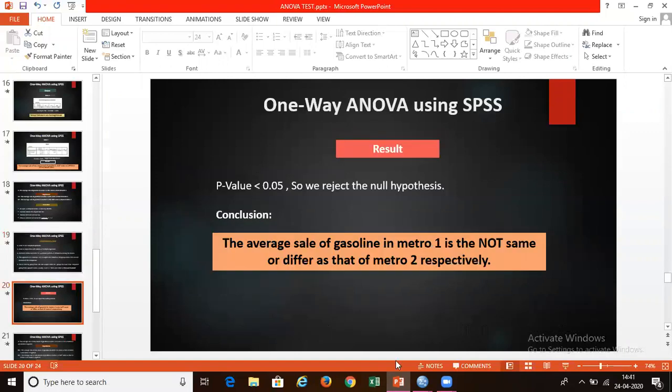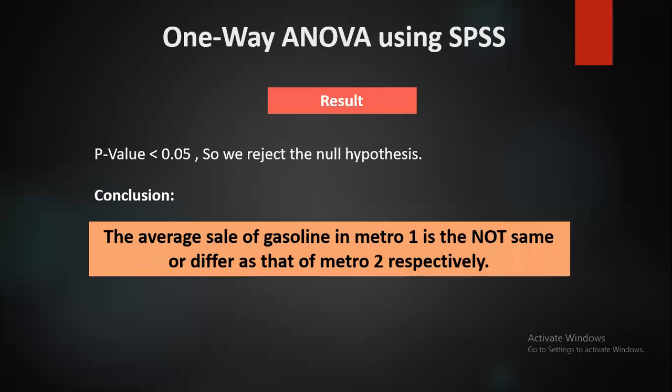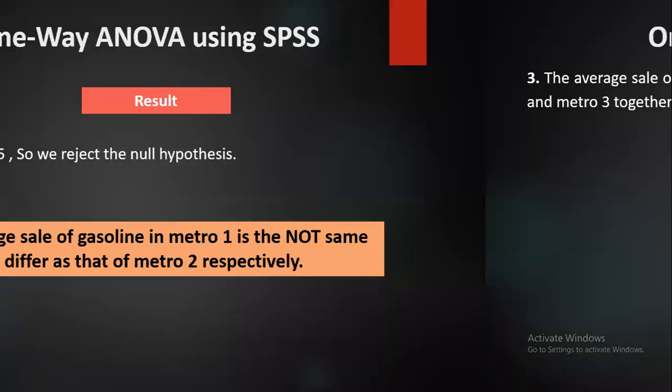So let's go to the results again. What we can say from that is the p-value is less than 0.05, so we are rejecting the null hypothesis. And lastly, we can conclude that the average sale of gasoline in metro 1 is not the same, or it differs from that of metro 2 respectively. So this is how we have conducted the complex hypothesis test for the metro 1 and metro 2 cities. Okay, so let's go to the third complex hypothesis.